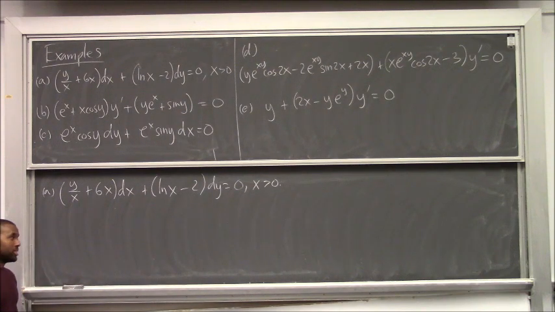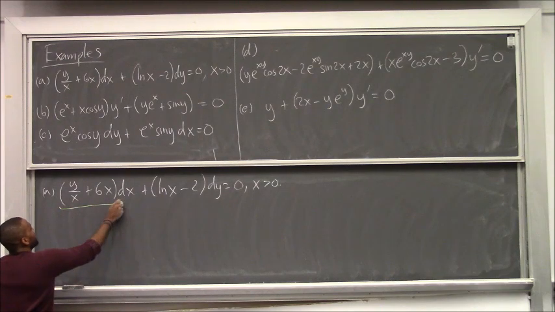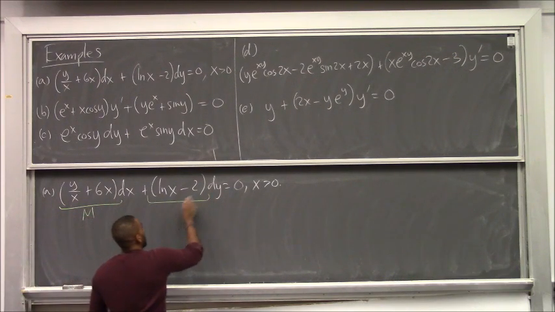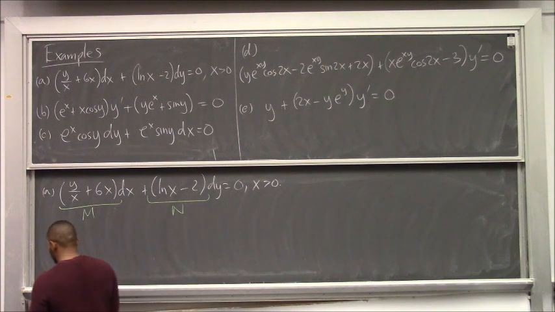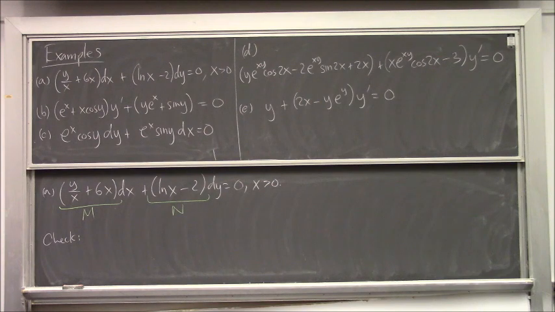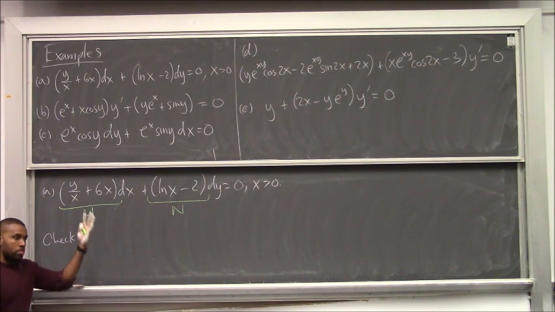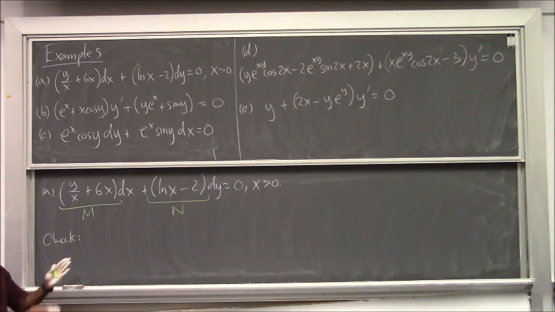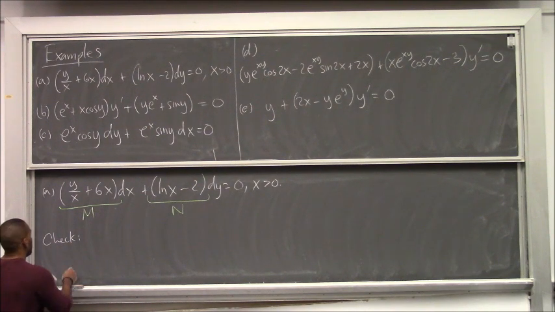We're in section 2.6, so it's probably exact. So what you'll do is you'll call this your M, you'll call this your N, and you're going to do a check. Like I said, I'm going to do a blurb where I talk about all the methods that we've covered so far, when to choose which, and how you would look for them.